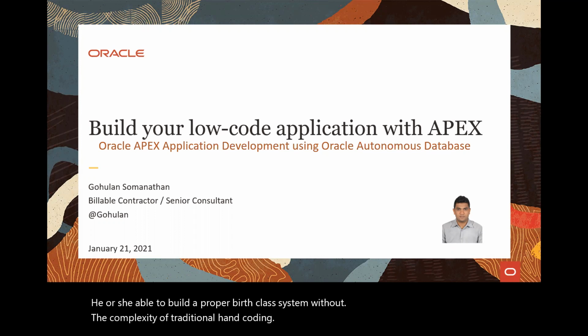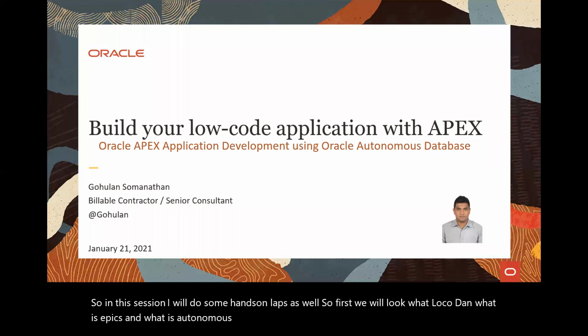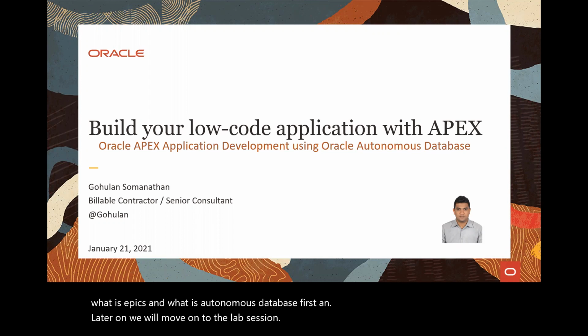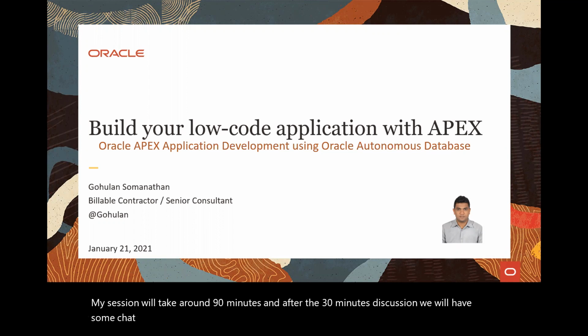In this session, I will do some hands-on labs as well. First, we will look at what low code is, what Apex is, and what the autonomous database is. Later on, we will move on to the lab session. My session will take around 90 minutes, and after the 30 minutes discussion, we will have some chat about low-code applications or Apex, or else we can have the Q&A session.